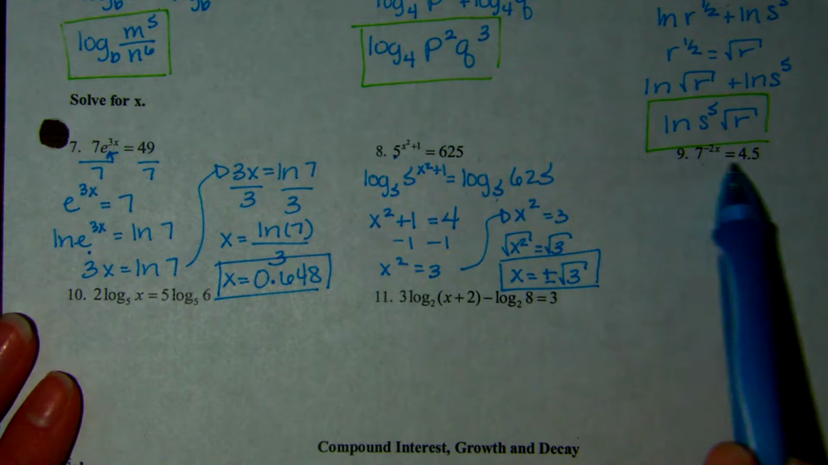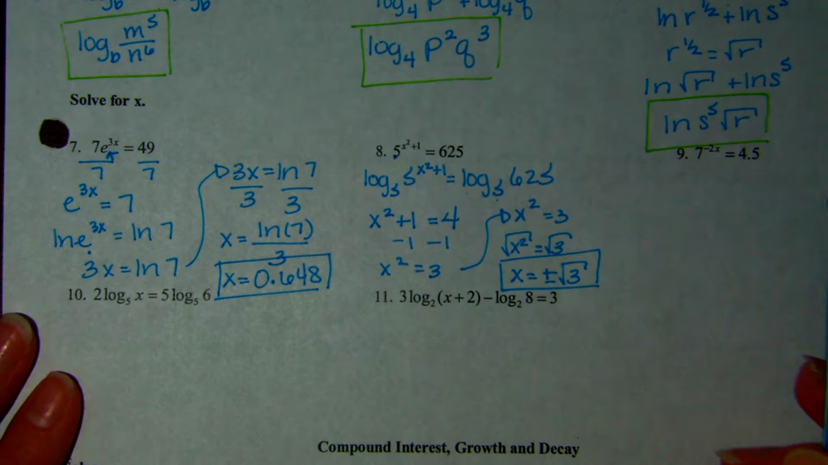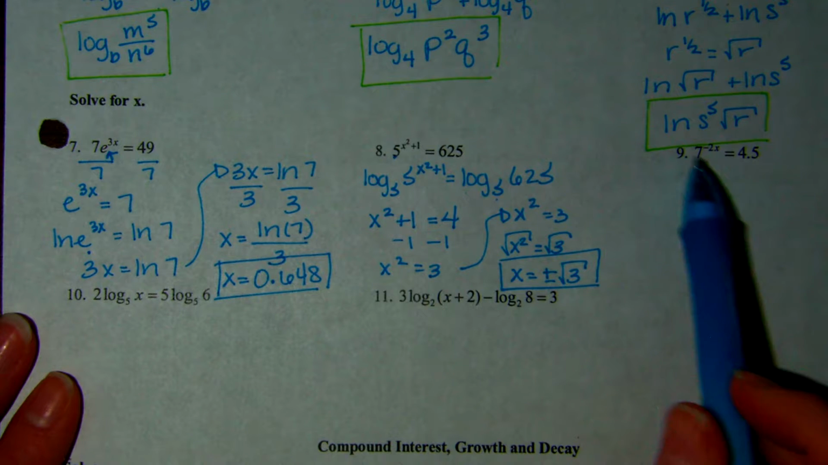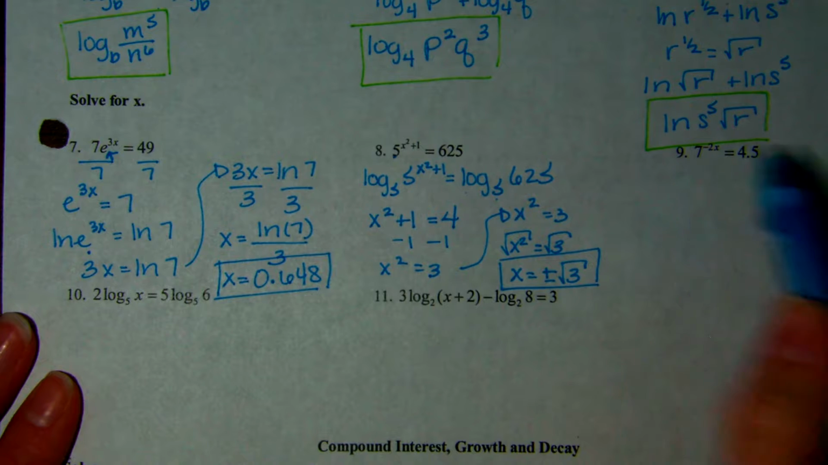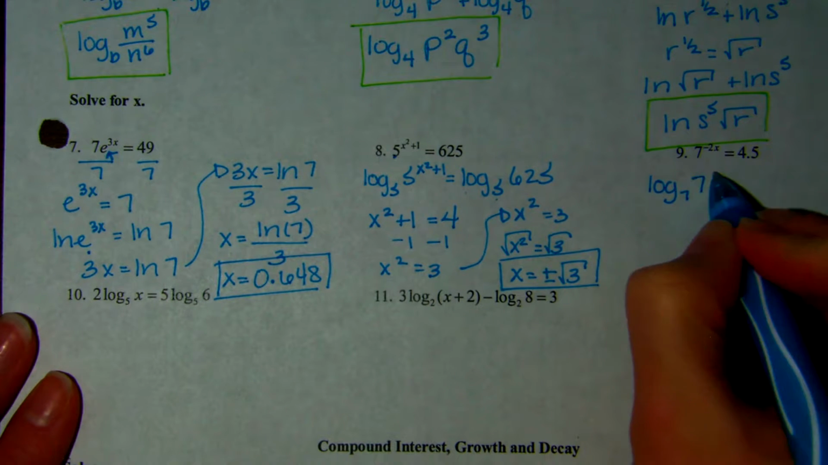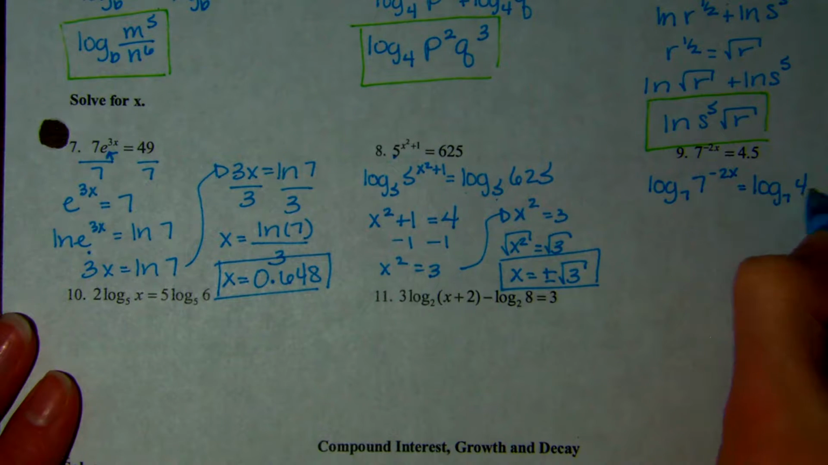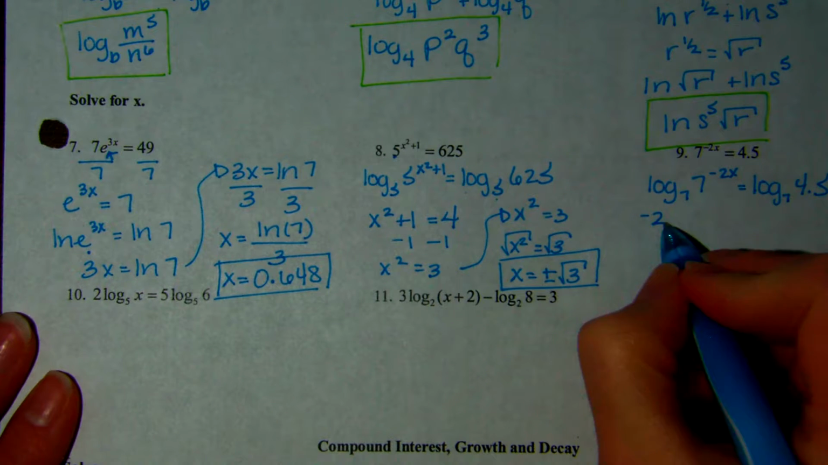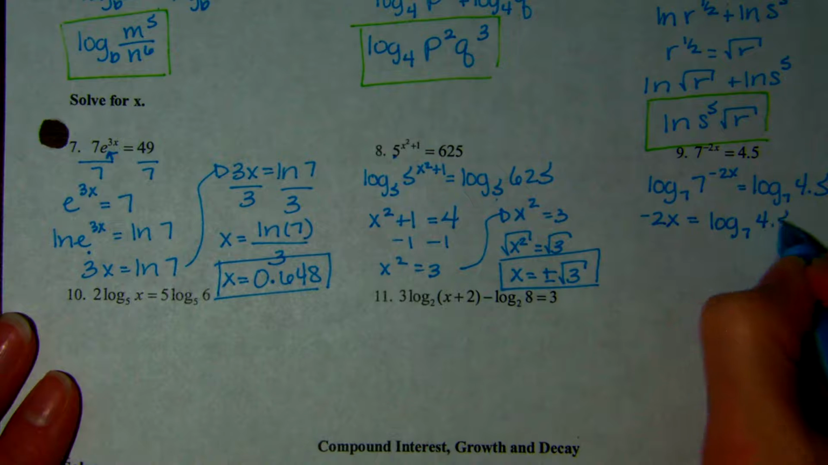All right, guys, number 9 as well, get the thing with the exponent alone. In this case, it's a 7. And so I don't have to do anything to get that alone. What we're going to do is take the log with that base right there of both sides. So this is log base 7 of 7 to the negative 2x is equal to log base 7 of 4.5. This becomes negative 2x is equal to log base 7 of 4.5.